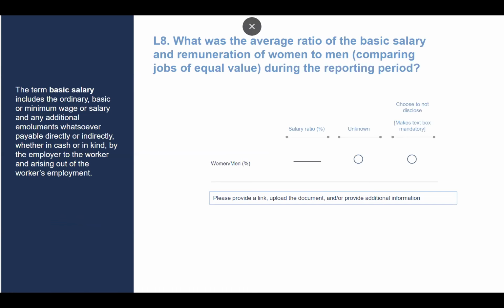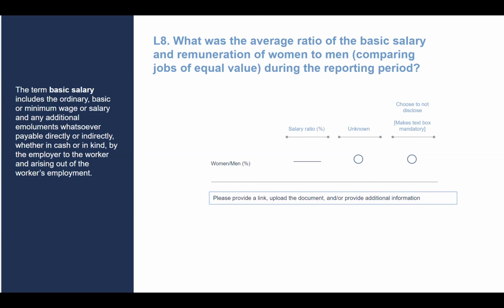Question L8 asks what the average ratio of the basic salary and remuneration of women to men during the reporting period was. Promoting equal pay for work of equal value, or pay equity, is a fundamental right at work enshrined in ILO conventions. For each job level or category, companies should calculate the ratio of gross hourly earnings paid to female and male employees and report the average ratio of earnings across job categories, women to men, as a percent. If, on average, women earn 1% less across job categories than men, the answer to this question would be 99%.